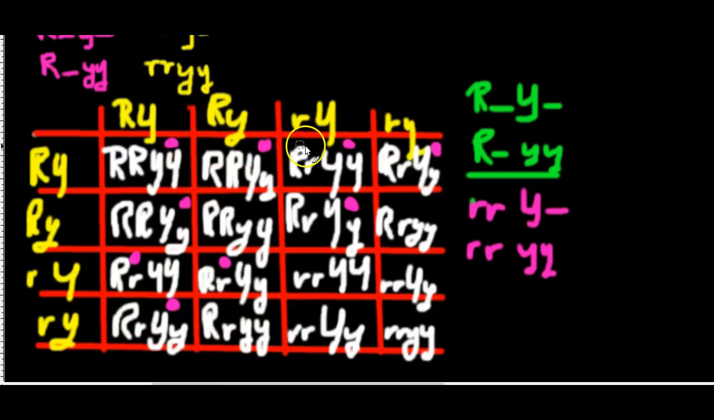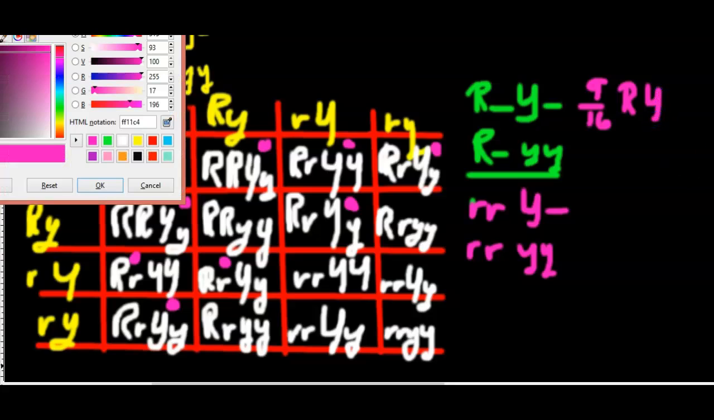So let's count 1, 2, 3, 4, 5, 6, 7, 8, 9. So 9 out of the 16. And what are they going to look like? I have it here. They're going to be round. I put a big R for round. I don't have room to put the word out. Round. And they're going to be yellow.